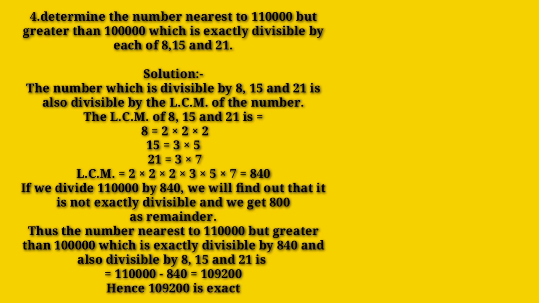So students, 1,10,000 minus 480 is equal to 1,09,520. Hence 1,09,520 is exactly divisible by 8, 15 and 21.